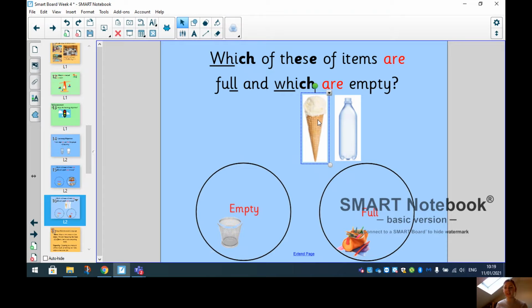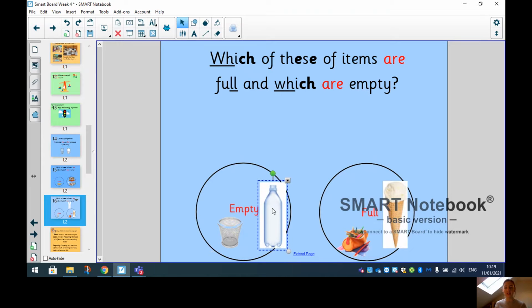That's right, it is full. The ice cream has filled the cone up, so we would have to drag that into the full circle. Well done. And the last one is a bottle. Now, is this bottle empty or is this bottle full? Let's have a look. There's nothing inside this bottle, so this bottle is empty. So we're going to drag that into our empty circle.